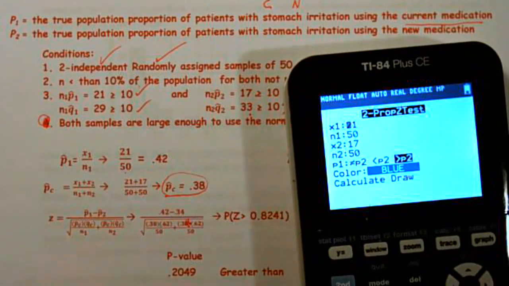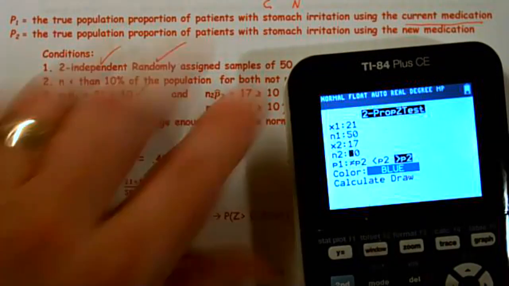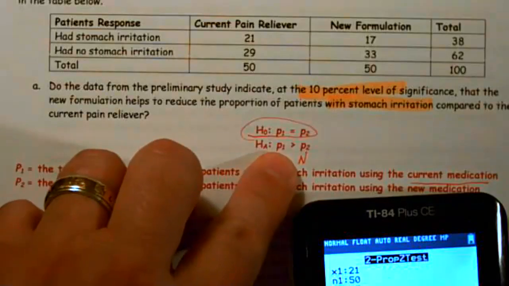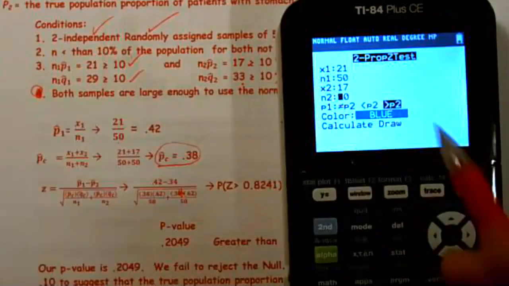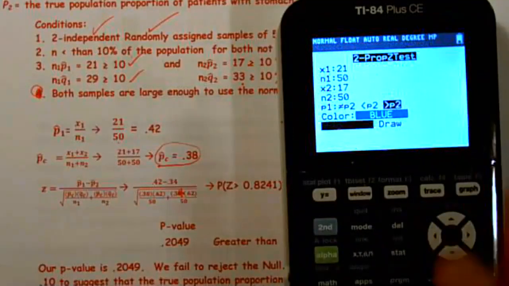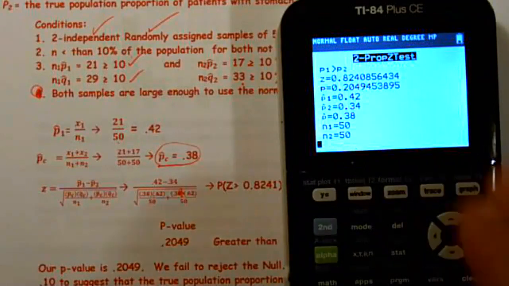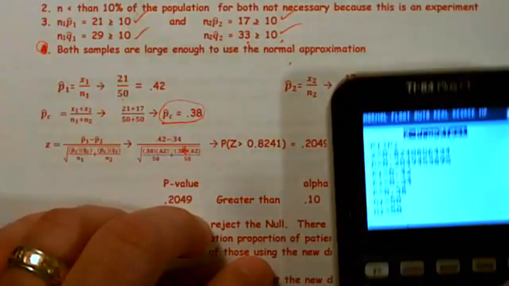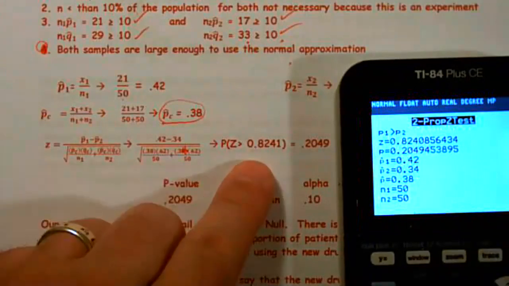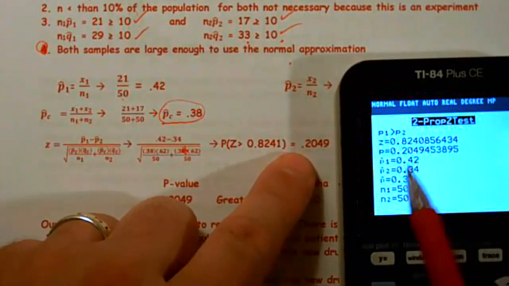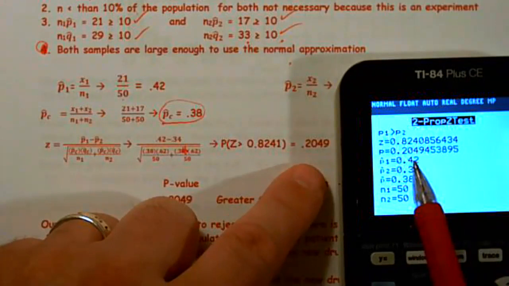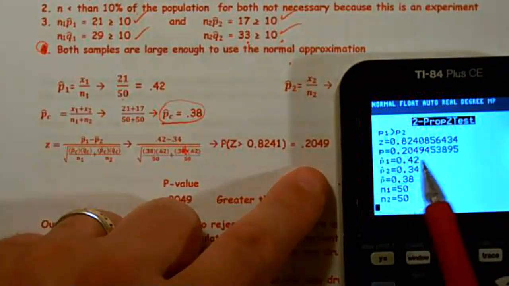And we had 21 who had stomach irritation out of 50 for the current, 17 out of 50 for the new, and our alternative hypothesis had a greater than. So we need to make sure that our greater than is highlighted, which it is. And we calculate, we get a z-score of 0.8241 and a probability of 0.2049. That is a fairly large p-value.